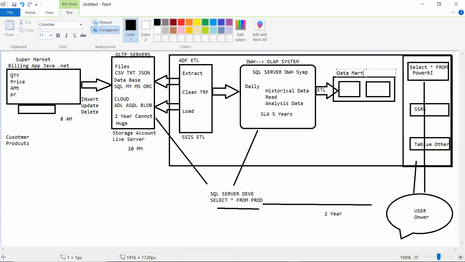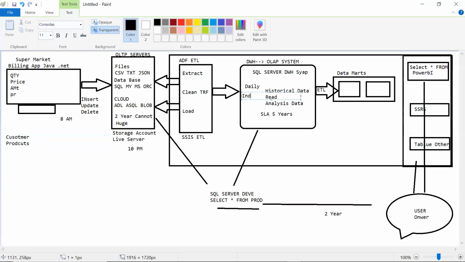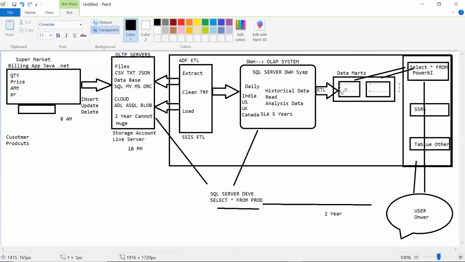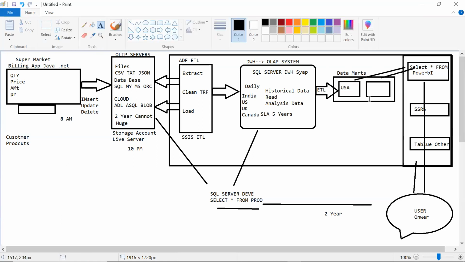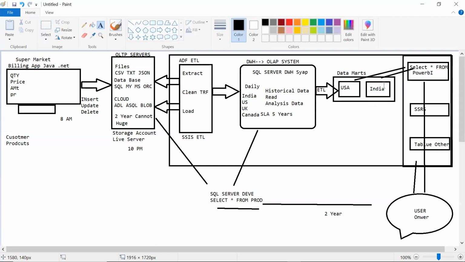What is the use of data marts? If you are maintaining country-wise data in this data warehouse, such as India, US, UK, or Canada, then these people are hired dedicatedly to work on a specific location. So instead of filtering or querying from your main data warehouse, the data will be moved over here, USA data, India region data. They only need to work on the specific database. There is no need to filter all the regions.